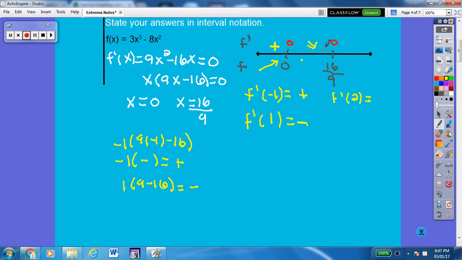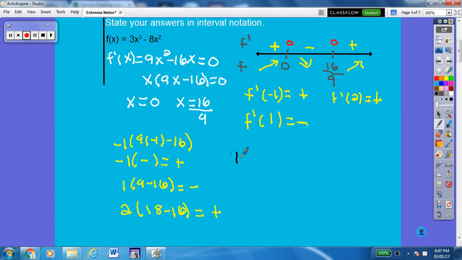It's negative, which means the function is decreasing. At 2, if I put a 2 into the derivative, remember all this is derivative work, I'm going to have 2 times 9 times 2 is 18 minus 16. Clearly that's a positive and a positive, so the result is positive. What that means then is I'm going to be increasing. So the question was to state my intervals of increasing or decreasing. I'm ready to do that now.